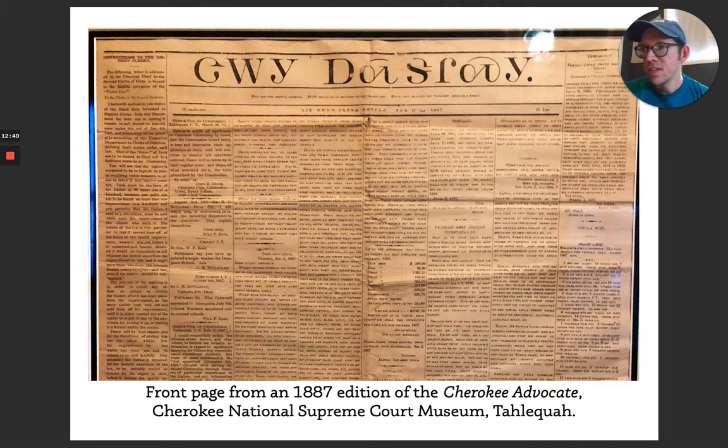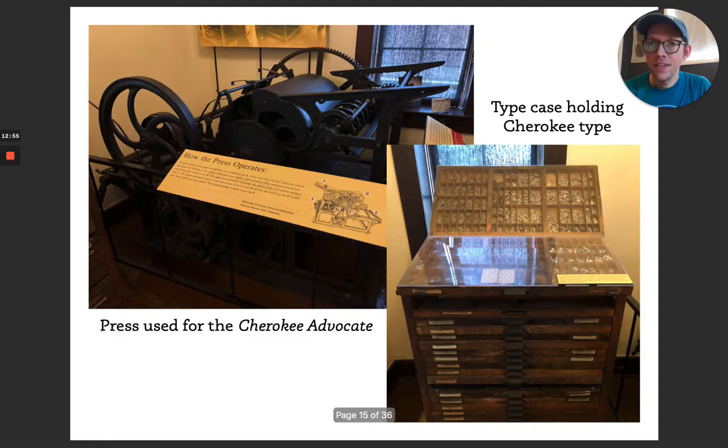The Advocate ran for 62 years and was shut down twice during that run. It ceased publication in 1906 when the U.S. dismantled the Cherokee Nation government. All that remains are the press and some of the metal type, which I also got to see at the museum, which was really exciting to me.